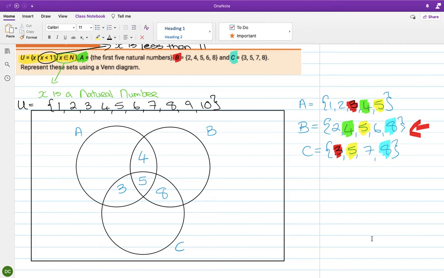Okay, so now we're out to the elements that are only in A. Oh no, look, I've missed one. Look, what colour did I do that? Green. There's a 2 in B and a 2 in A. So that's between B and A, so that needs to go in here. So 2 and 4. Can't believe I missed that.